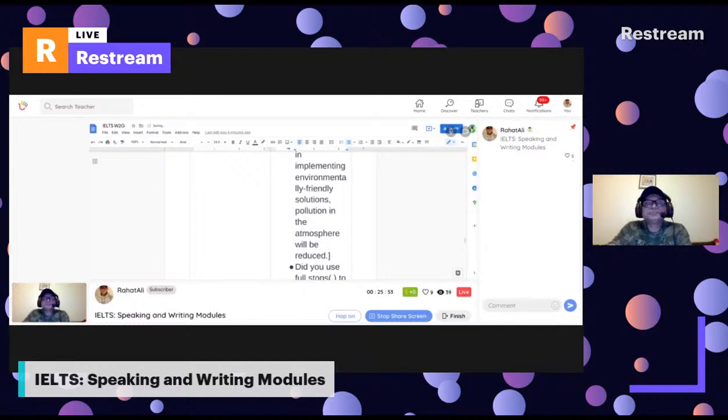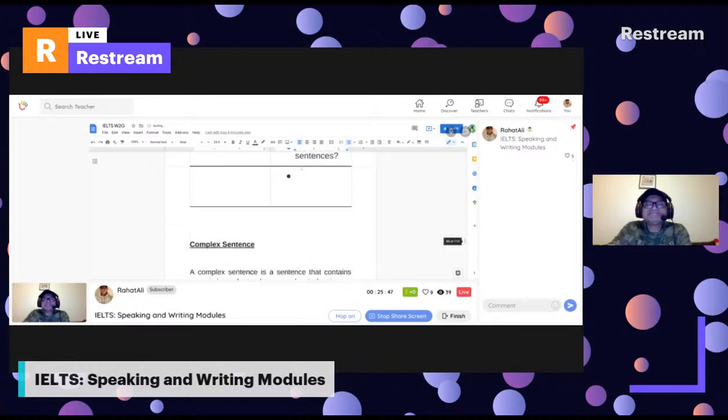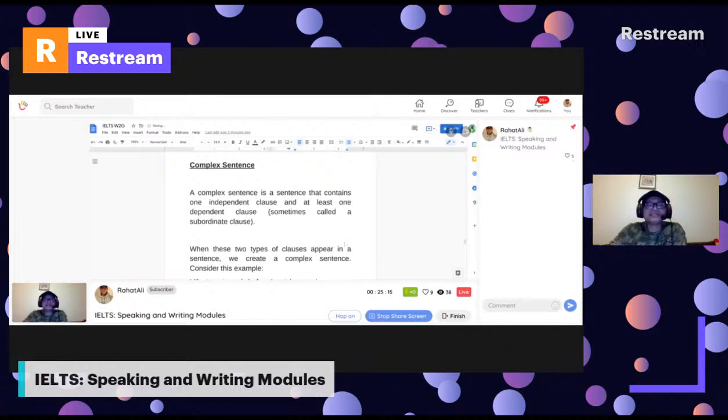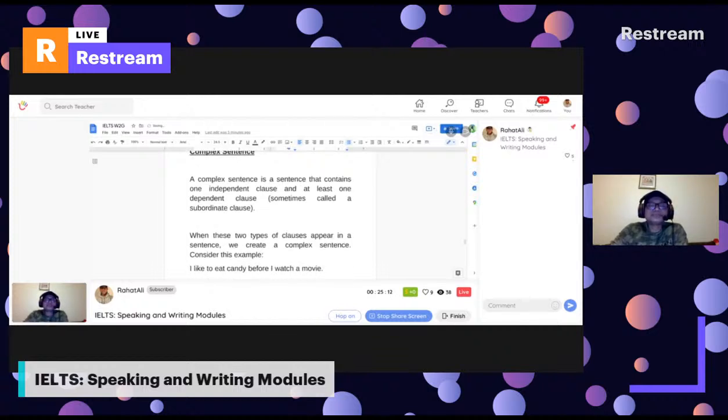So let's move on. Did you use full stops to finish sentences? Now, complex sentence, that's very important today as a part of the writing. We're going to explain what a complex sentence is. A complex sentence is a sentence that contains one independent clause and at least one dependent clause, sometimes called a subordinate clause. When these two types of clauses appear in a sentence, we create a complex sentence.